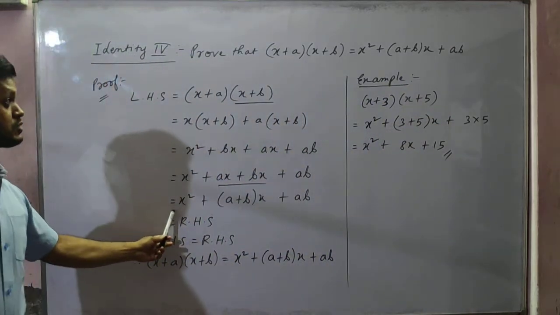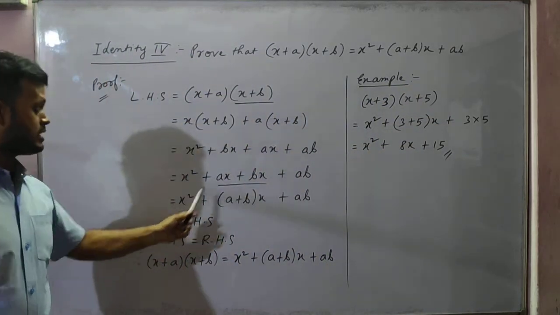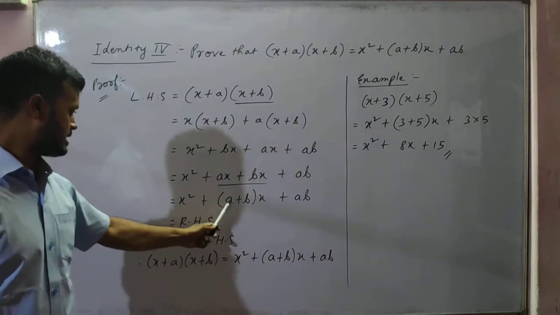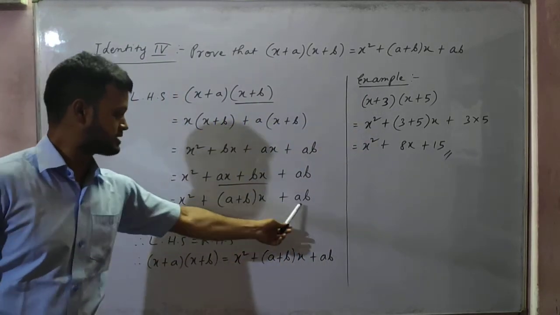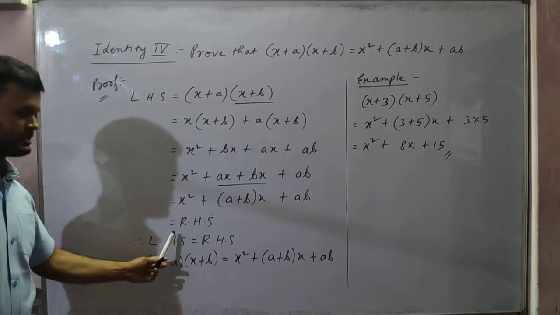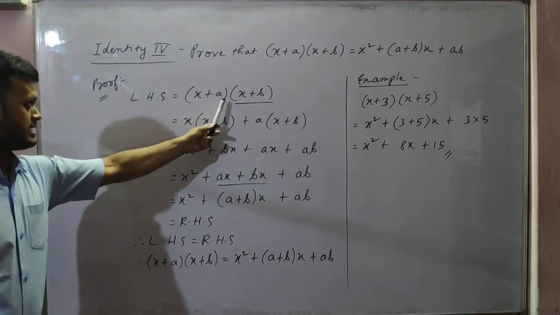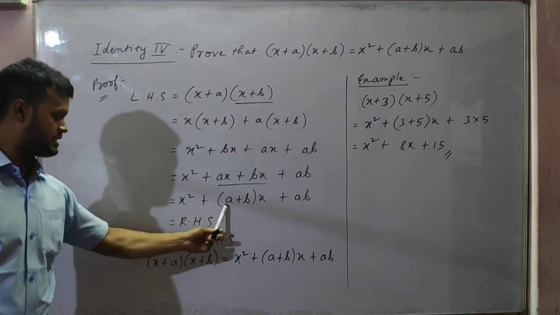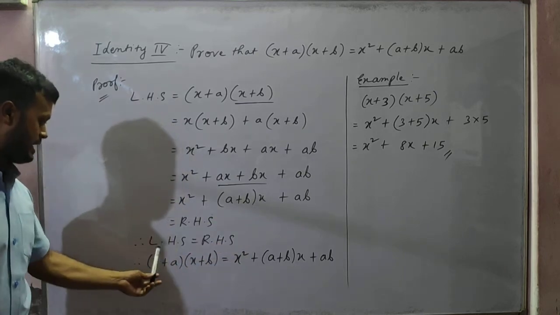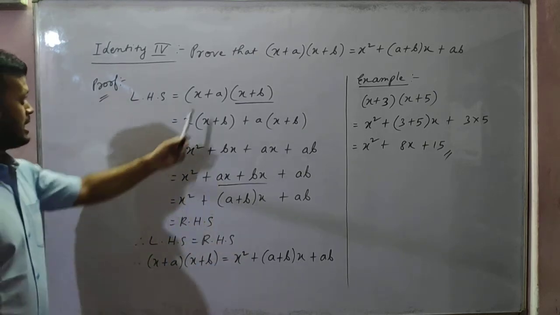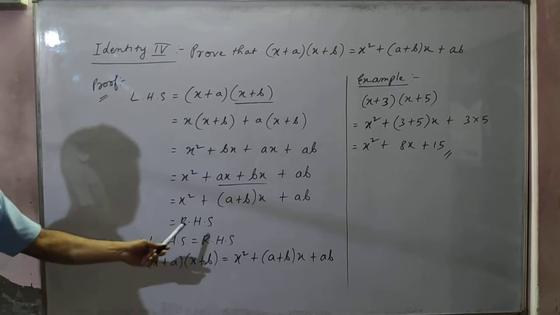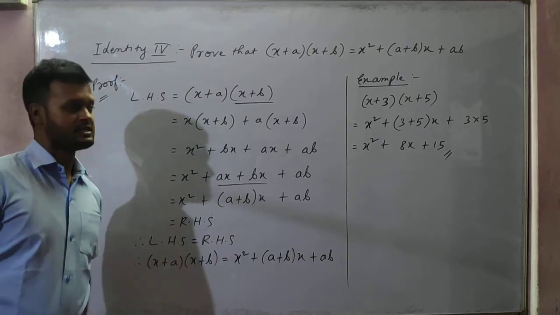See, x square matching, no? x square plus (a plus b)x plus ab. So therefore that is equal to RHS. Therefore left hand side (x plus a) into (x plus b) is equal to x square plus (a plus b)x plus ab. So therefore LHS equals RHS. Therefore (x plus a) into (x plus b) is equal to x square plus (a plus b)x plus ab.